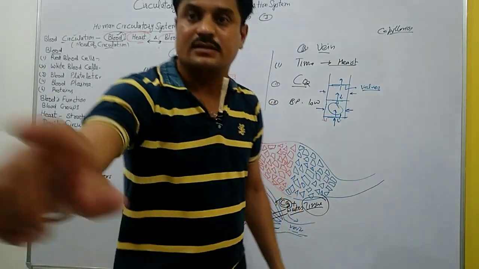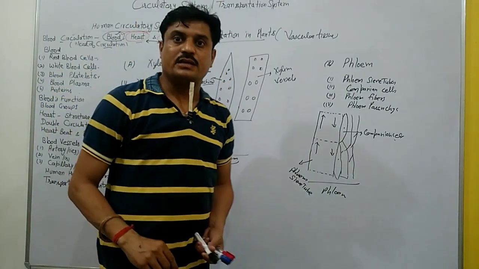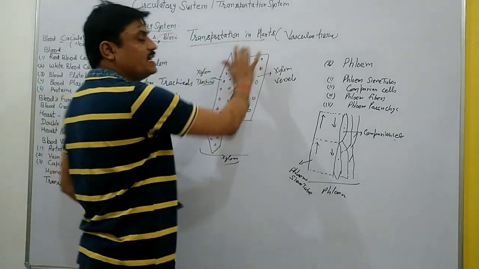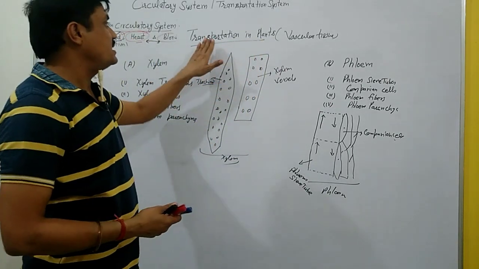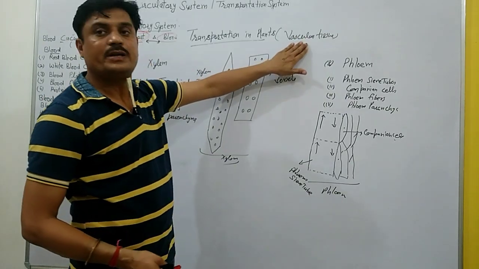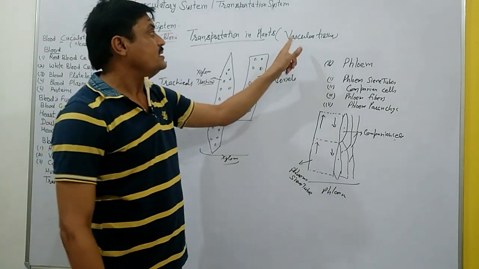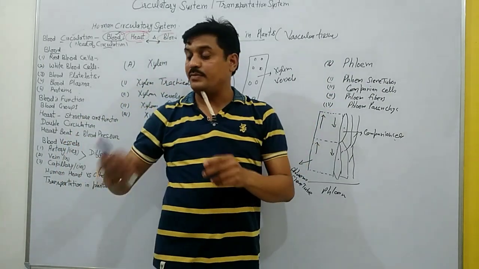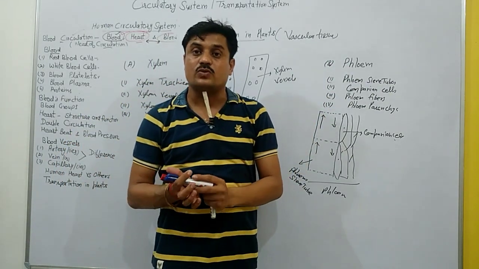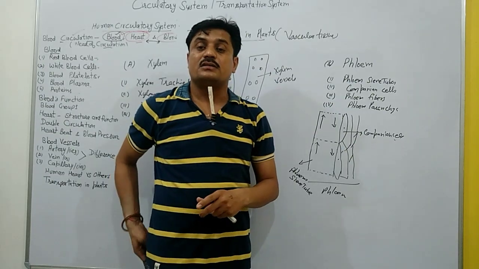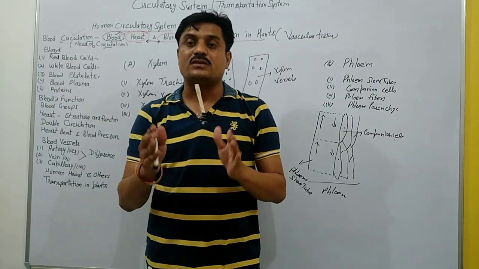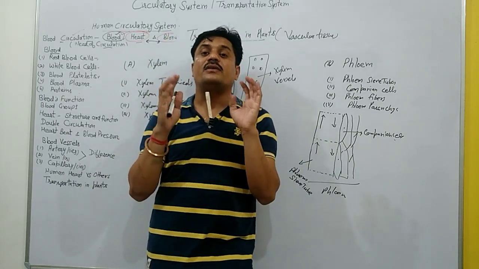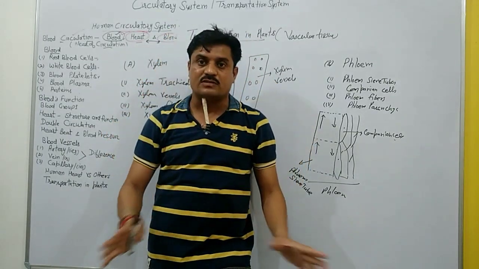Let us explain. See here, students, how transportation in the plant is carried out. Transportation in plants is carried out with the help of a specific tissue, known as vascular tissue. The main task of this vascular tissue is to transport useful substances, meaning water and minerals, from root to shoot, and food from shoot to the rest of the parts.